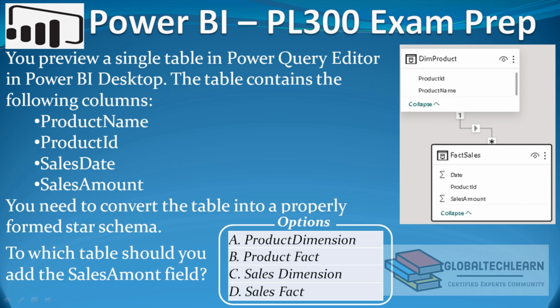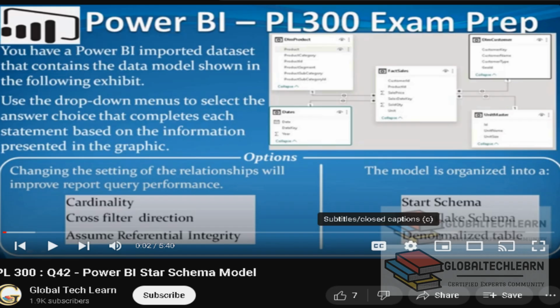So here, as per the requirement, we have four fields in the dataset and we need to split these fields into fact and dimension tables to make this a star schema. If you want to learn what the star schema is and how the schema looks in Power BI, then I would recommend referring to question number 42 in this playlist, where we have covered the Power BI star schema model in detail. Now let's look at the given dataset in Power BI Desktop.